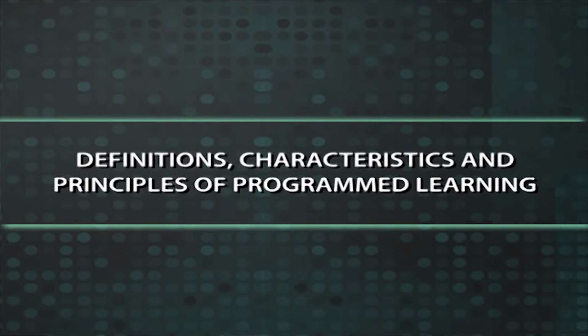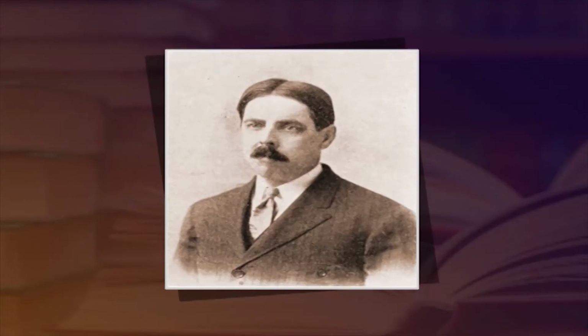Definitions, characteristics and principles of program learning. Many scholars trace the origin of program learning to the great Greek philosopher Socrates, who is believed to have developed a program in geometry. However, this instructional method as we understand it today was developed in the 20th century by a number of American psychologists including Edward Thorndike, Sidney L. Pressey, B. F. Skinner, G. Holland and Norman A. Crowder. Of these, the names of Skinner and Crowder deserve a special mention since they are considered as developers of linear programming and branched programming respectively.